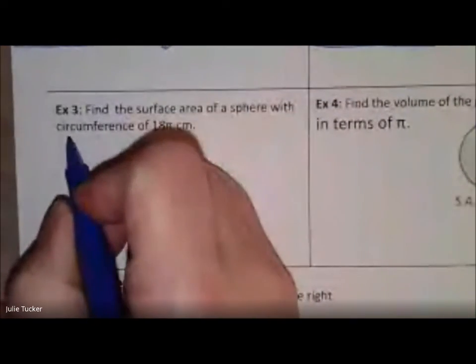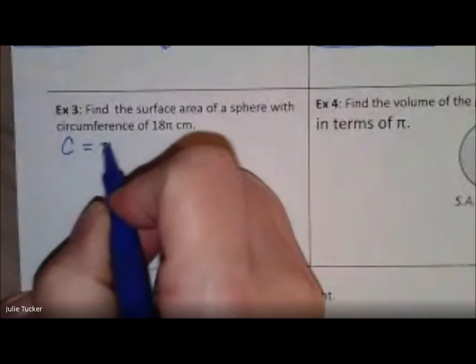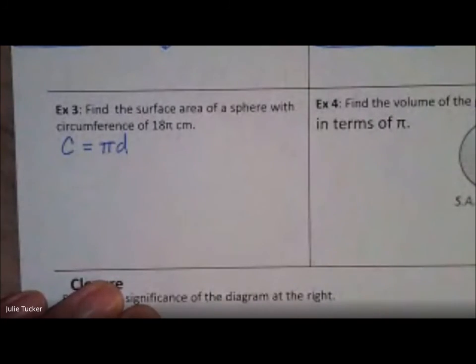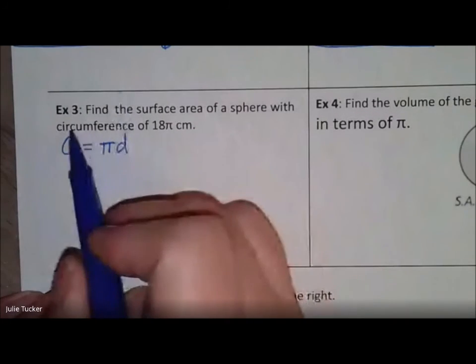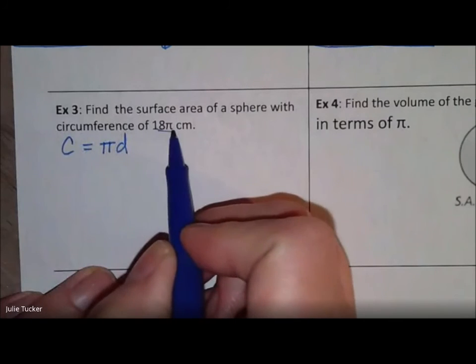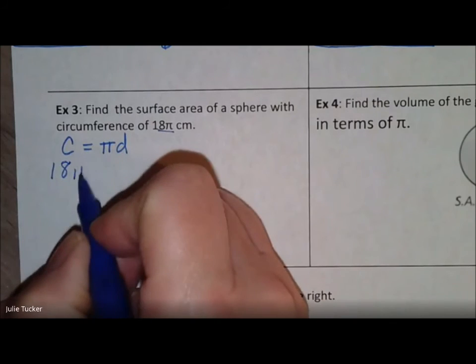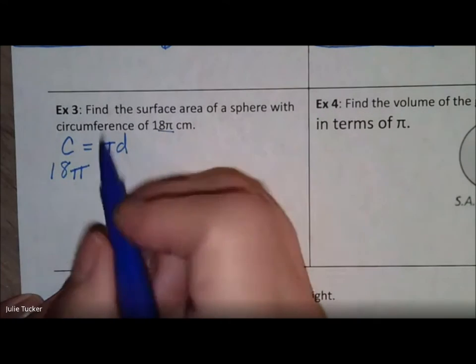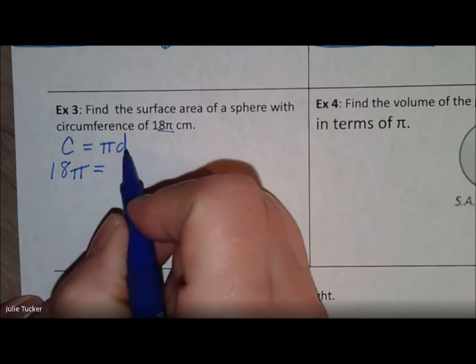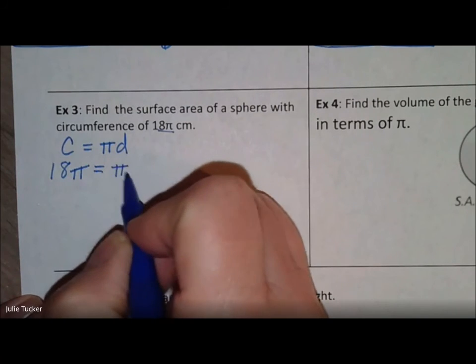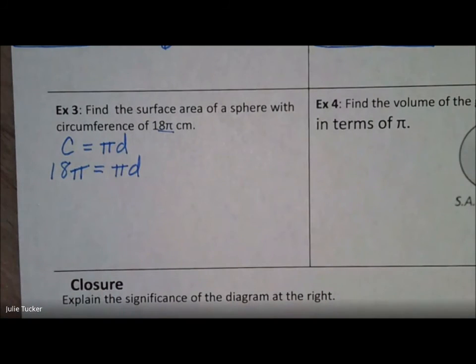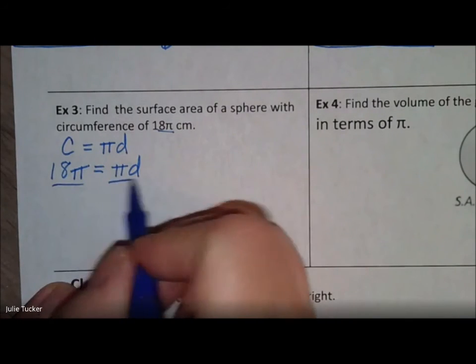So we're going to do circumference equals pi times diameter. And since we know that the circumference is 18 pi, we're going to put 18 pi in place of the circumference. We're going to substitute it for that. But we're just going to keep this pi d on the other side. So what can I do to solve for d? What do you want me to divide by? Pi. Good.